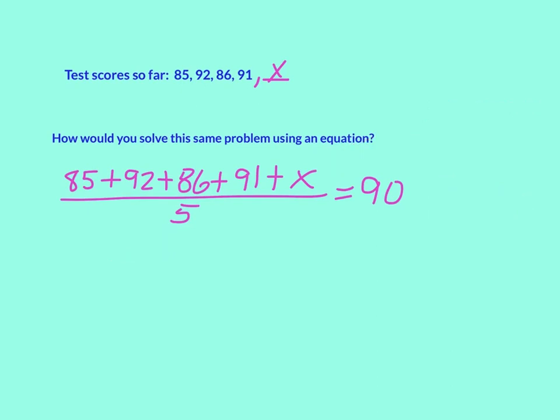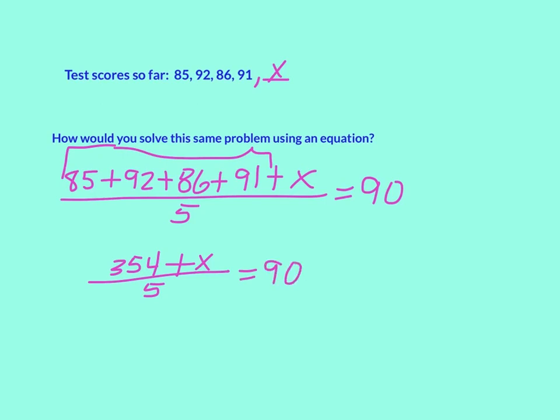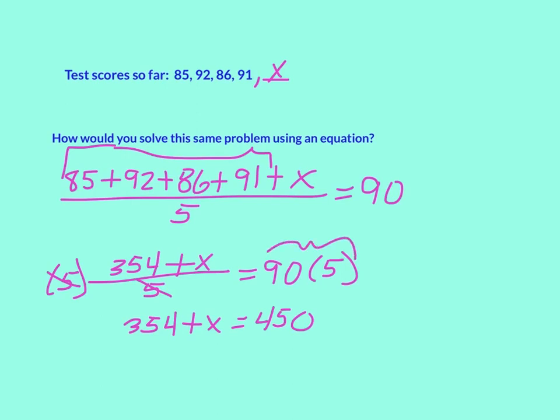To continue solving, we would add up the points that we already know, which are these 4 scores. That gives us (354 + X) / 5 = 90. Now mathematically, to solve this, we would want to multiply by 5 on both sides so that we can begin to isolate our variable. Then we would have 354 + X = 450. And doesn't that make sense? Because we're saying, hey, whatever 354 plus something has to be the same as 5 sets of 90.